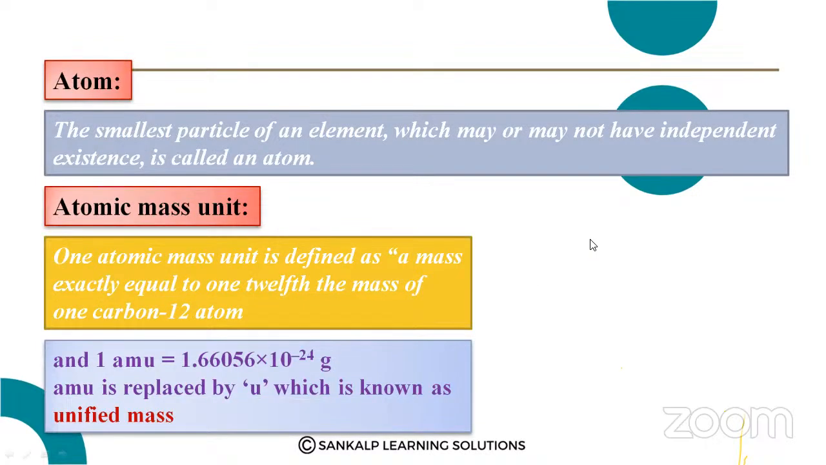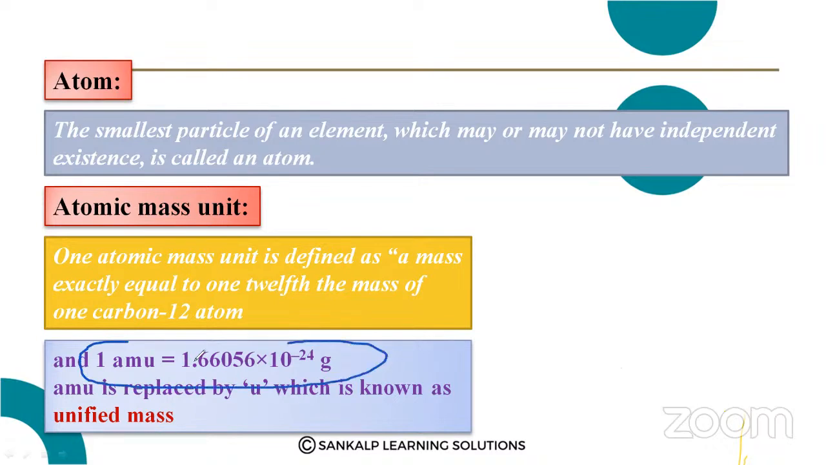So now we'll see short notes. Atom. What is an atom? It is the smallest particle of an element which has individual existence, and it is called an atom. So how do we calculate the atomic mass unit? Atomic mass unit is the mass which is exactly equal to 1/12 the mass of one carbon-12 atom, C12 atom. So this is important. Remember this.